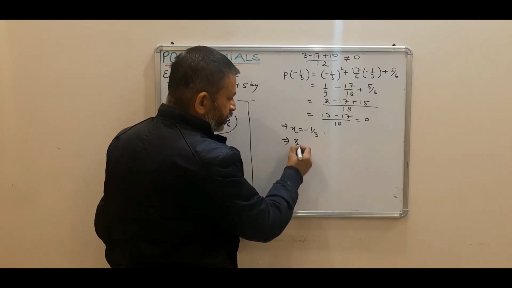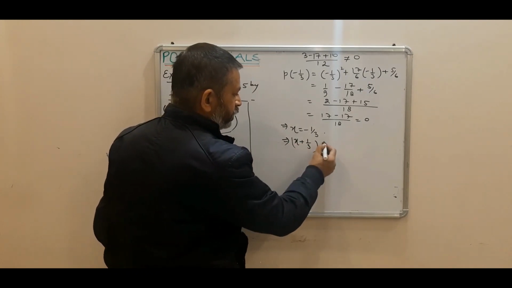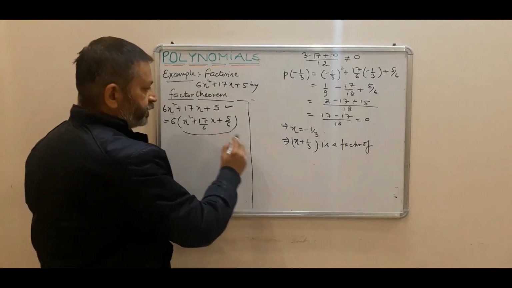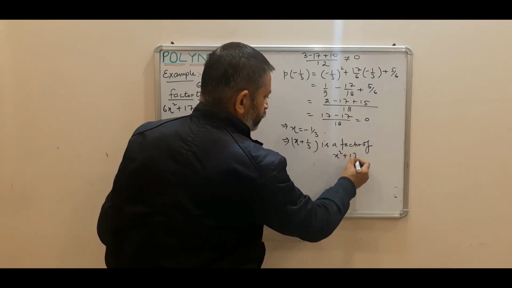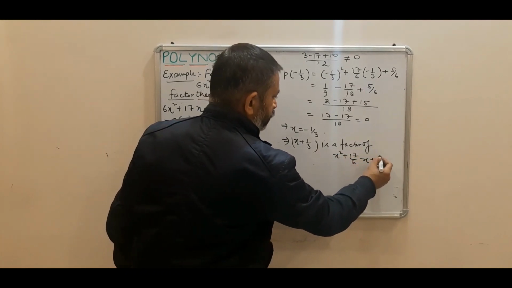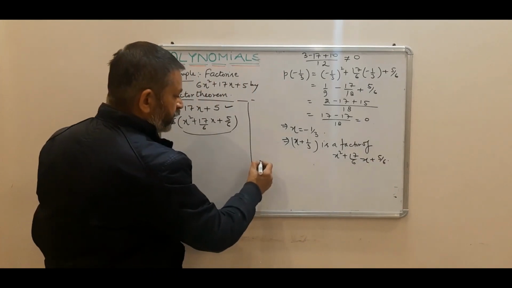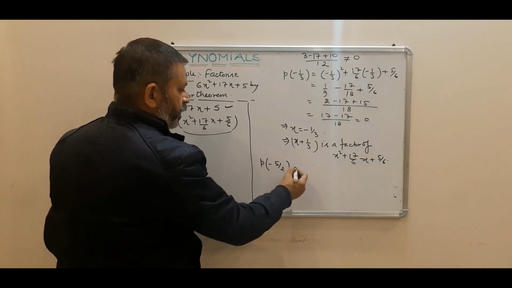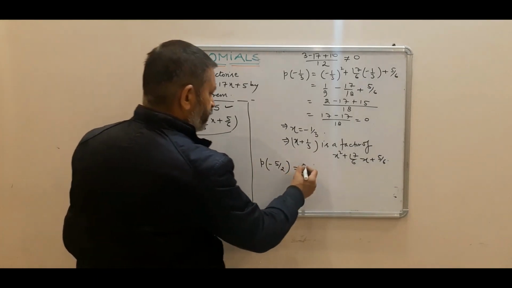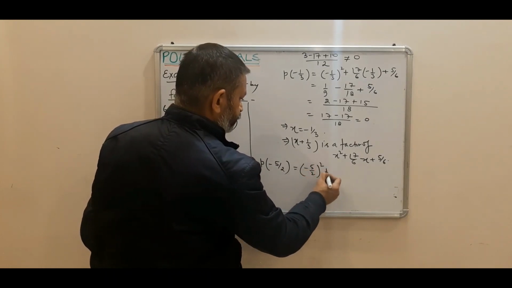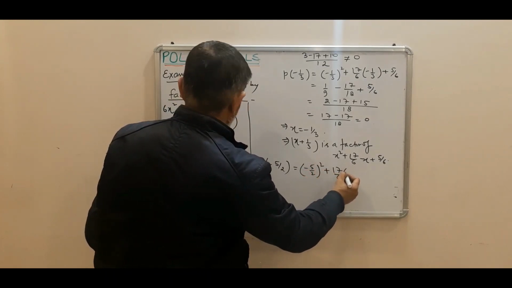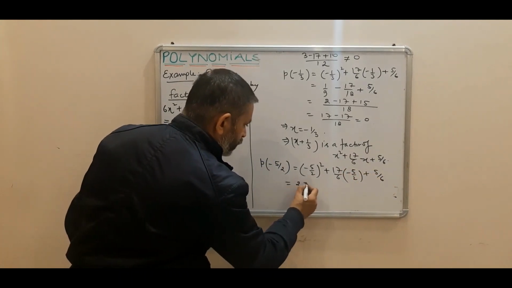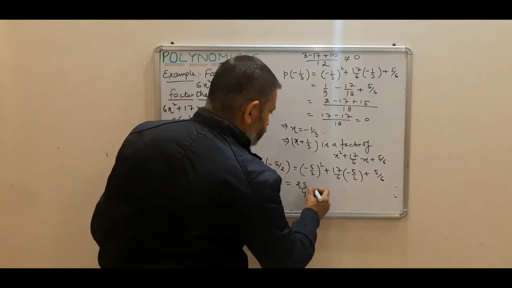It means that x plus 1 by 3 is a factor of this expression. Now we'll check with another number, say minus 5 by 2. Now in place of x, put minus 5 by 2. We are checking whether it is coming as 0 or not.